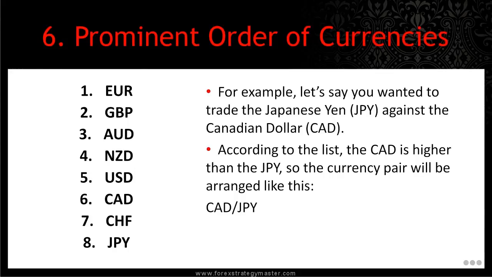No matter what pairs you make, if the euro is in the pair, the euro will always be the base currency. And looking at the list, no matter what currency pair has a JPY, the Japanese yen in it, the JPY will always be the quote currency. It will be the last currency because it is on the bottom of the list.